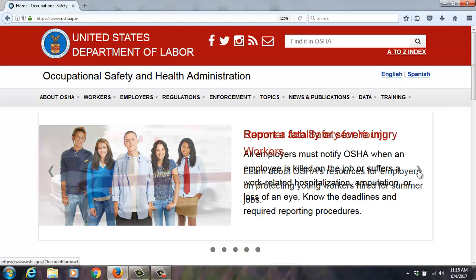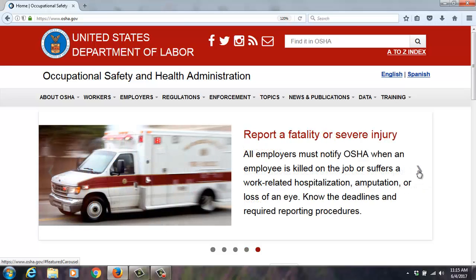This time every year they do a special promotion on summer jobs for young people. They get hurt a lot over the summer. Then finally, how to report a fatality or severe injury.